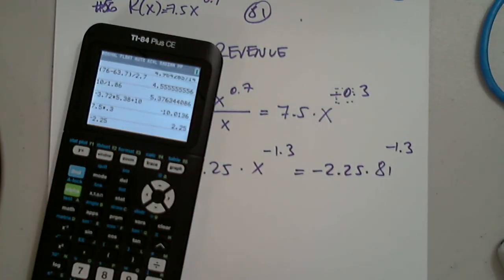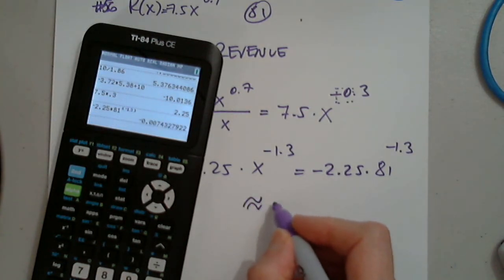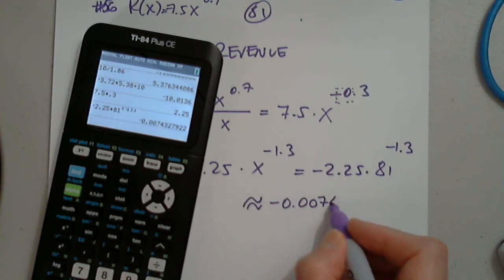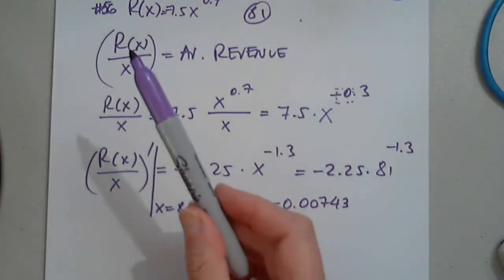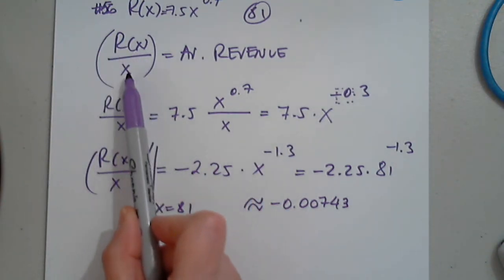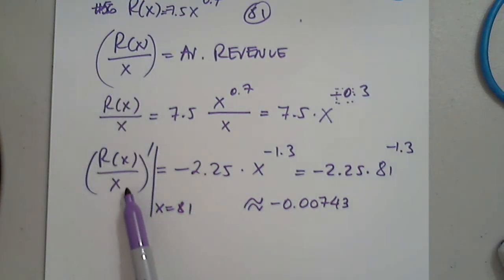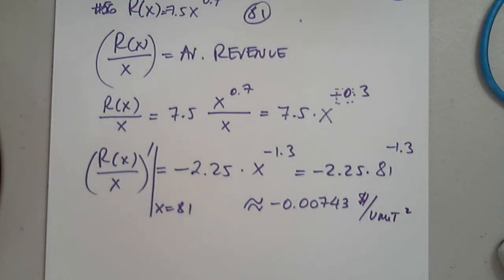Negative 2.25 multiplied by 81 power in parentheses negative 1.3. And I got approximately negative 0.00743. Measurement unit. So this is dollars per unit, right? Per unit. So this is in dollars per unit squared. Any questions? This was 56.